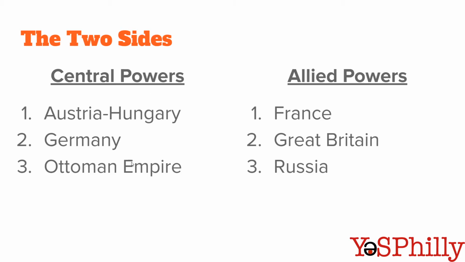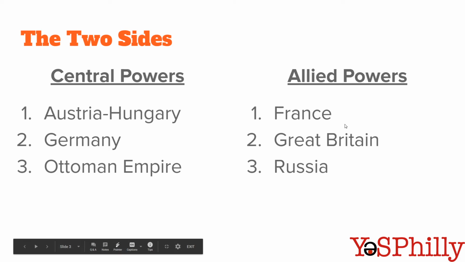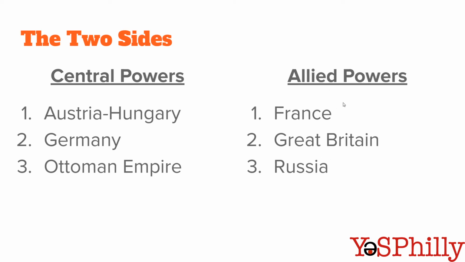On the left over here are the Central Powers of Austria-Hungary, Germany, and the Ottoman Empire. On the right are the Allied powers of France, Great Britain, and Russia. So over here is the Central Powers, and over here are the Allied powers. These are the big picture people who are duking it out in this world war, and I will mostly refer to them as the Central Powers and the Allied powers. But there will be a few cases where we'll focus on specific countries, like Germany in particular, and France and Great Britain in particular.